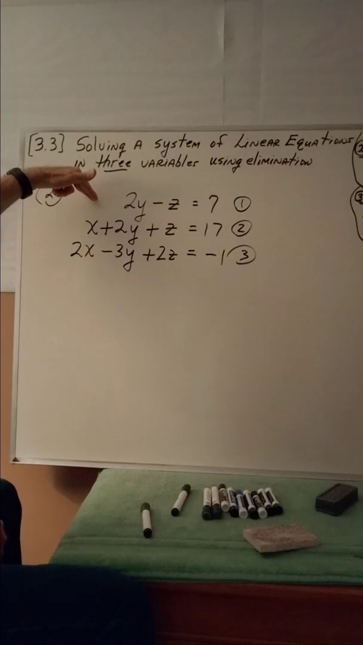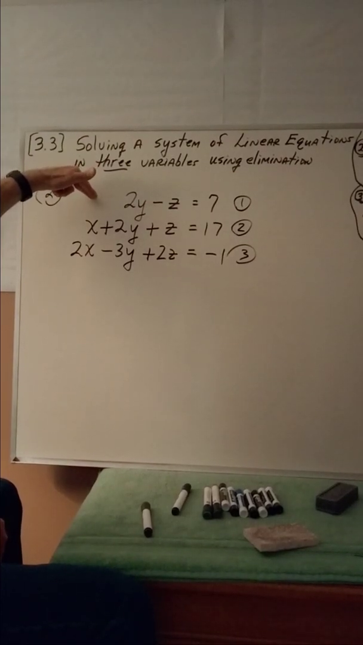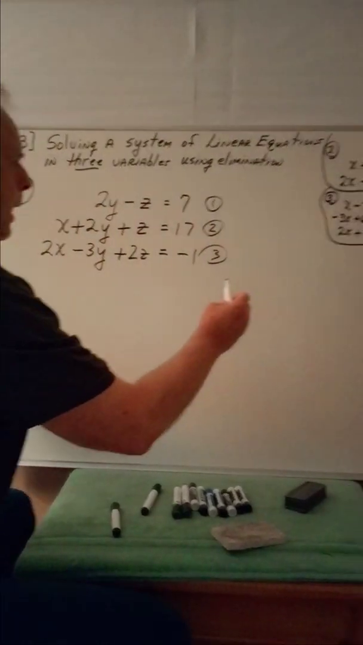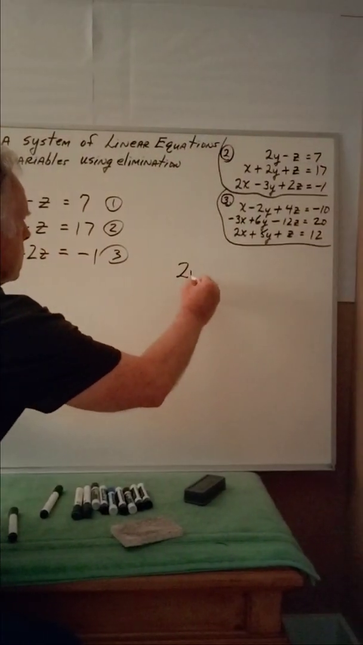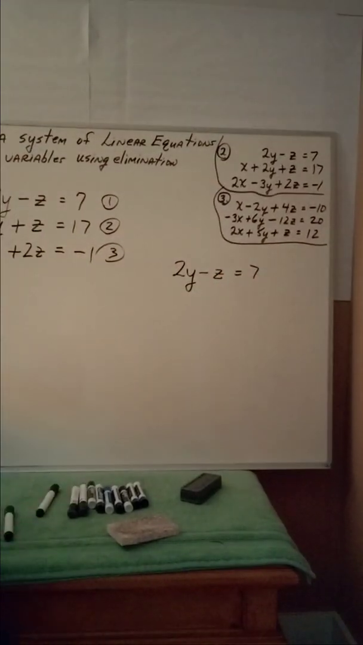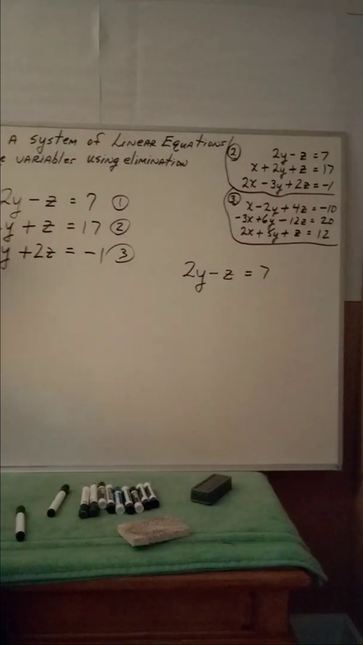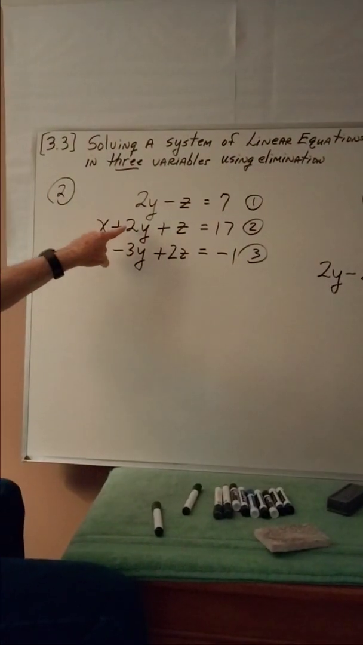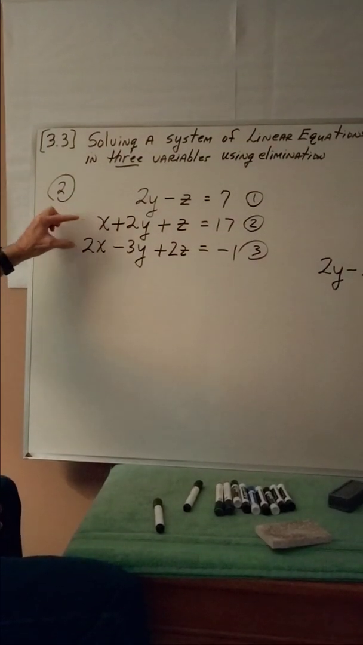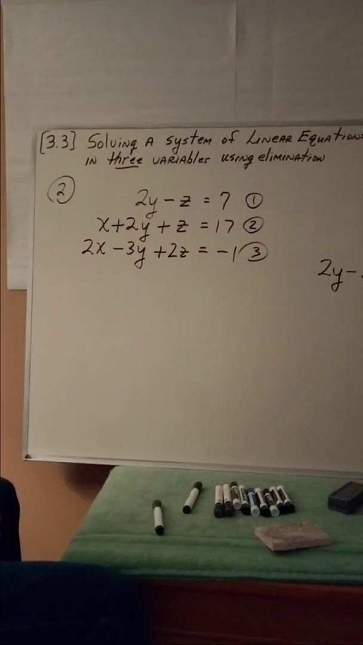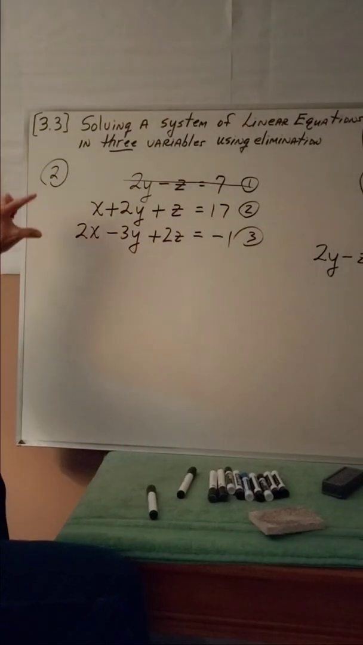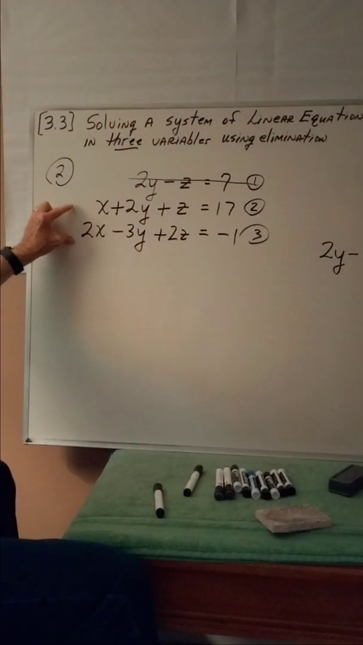X is already missing from equation number 1. So I'm just going to take that equation number 1 right now and write it off in an isolated spot. 2y minus z is equal to 7. Now we will take equations 2 and 3 and eliminate x from those 2 equations. This one is already settled. I've got it written over there. Let's get rid of x.